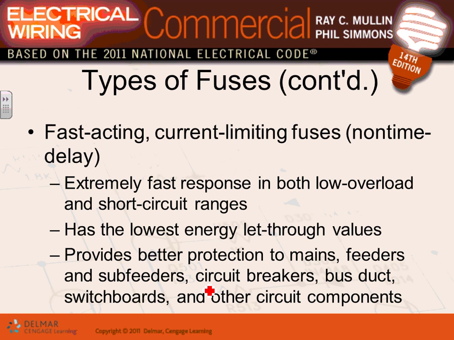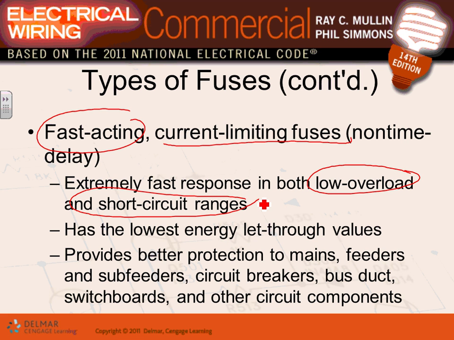Fast acting fuses, guys. These are fast. With current limiting, they trip fast. So when you size them for motors, you have to oversize them a little bit. Extremely fast, both in the overload condition as well as the short circuit. They have the lowest let-through energy, meaning when you put them in equipment, after the short circuit condition is cleared, your equipment will survive, will live to fight another day, like we always say.